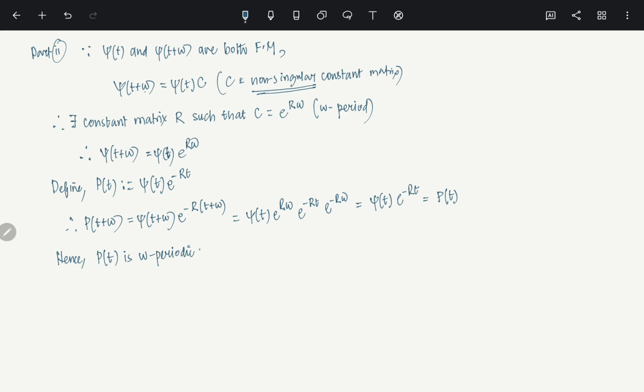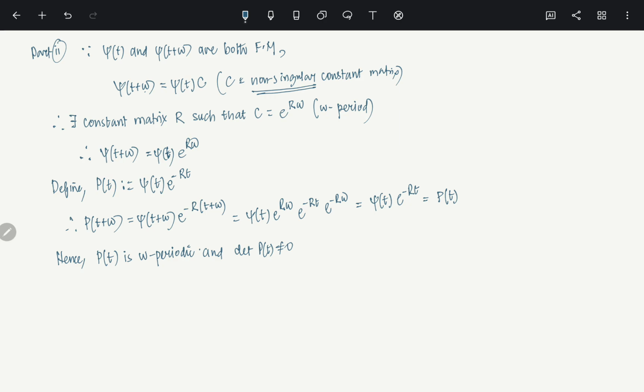Clear? Now, of course, phi is non-zero, and the exponential is non-zero. So the determinant of P of t is also non-zero. It has to be, because phi is a fundamental matrix, so its determinant is non-zero. For the exponential, the determinant is of course non-zero. The determinant of AB is the determinant of A times the determinant of B, so it's non-zero. So we can just write it like this.